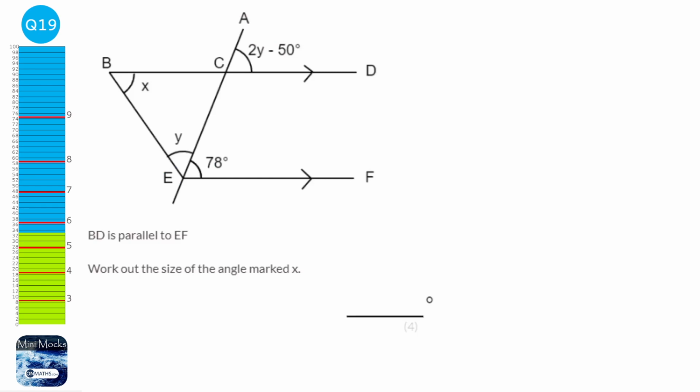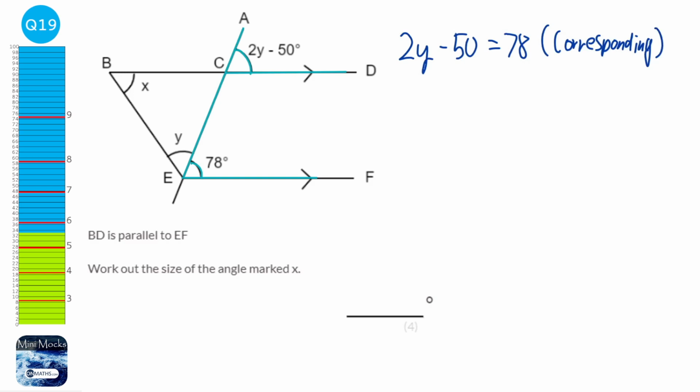To find out what the value of x is, we first of all have to find out what the value of y is. And we can notice that we've got 2 sets of parallel lines here, and a line going through them. And we've got these F angles, which we have to call corresponding angles. So we know that 2y minus 50 is equal to 78. And we must write down the reason, so corresponding angles.